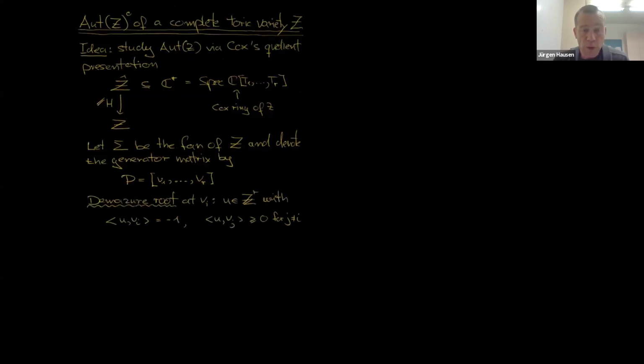Then a Demazure root at one vi is a linear form u on Z^r such that u evaluates at vi to -1 and it evaluates non-negatively anywhere else. So existence of such a root is a strong condition on the fan. In general, we won't find such roots, but if we have them, it means that all but one ray of the fan lie in a common half space.